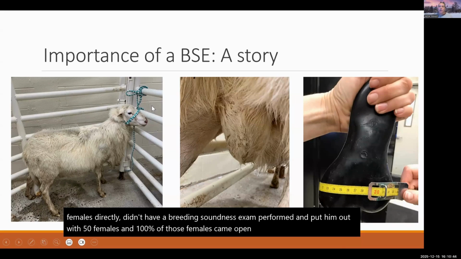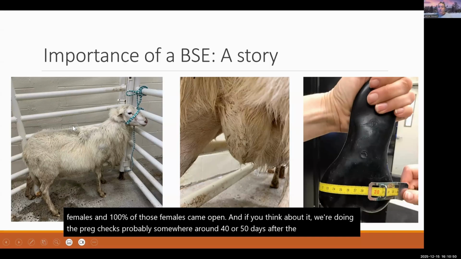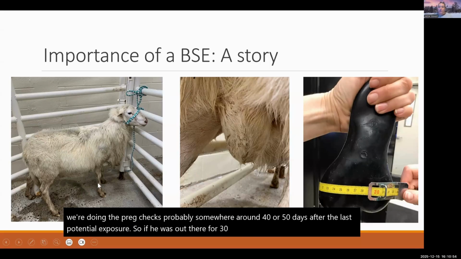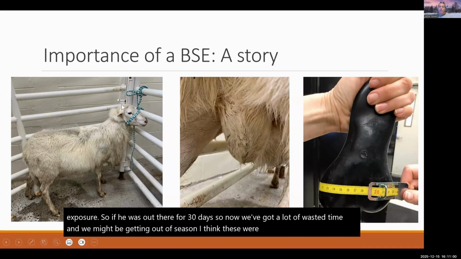And if you think about it, we're doing the preg checks probably somewhere around 40 or 50 days after the last potential exposure. So if he was out there for 30 days, now we've got a lot of wasted time and we might be getting out of season. I think these were actually out of season by the time we got around to doing the preg checks.